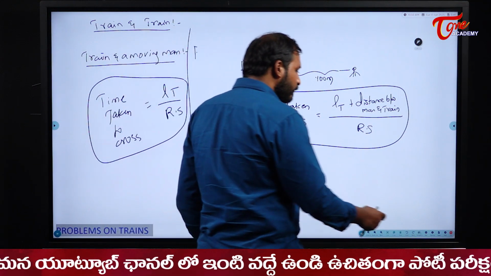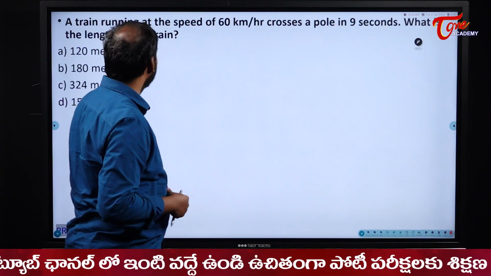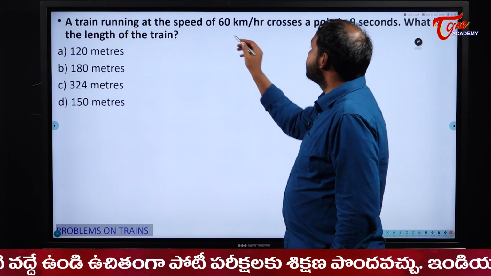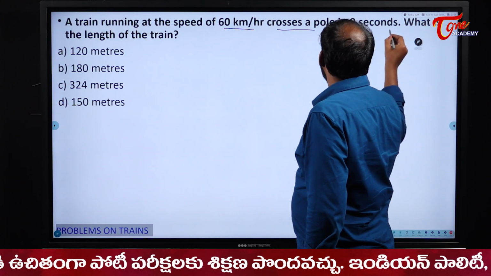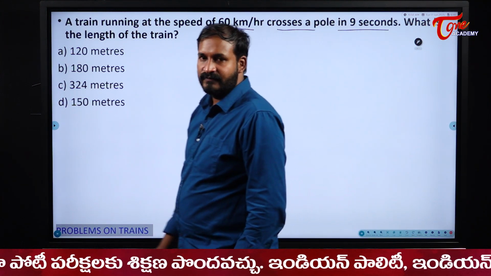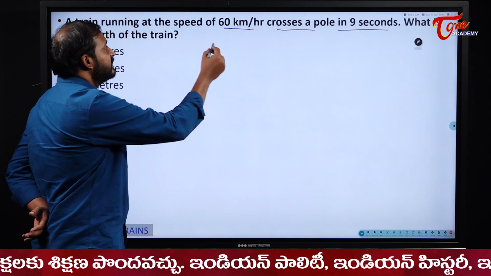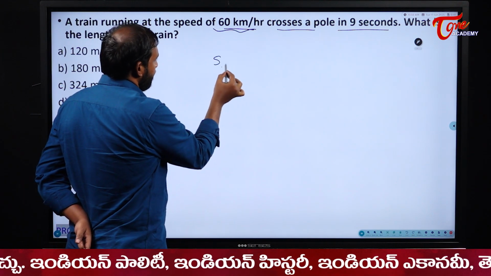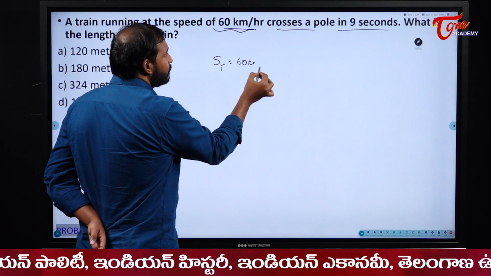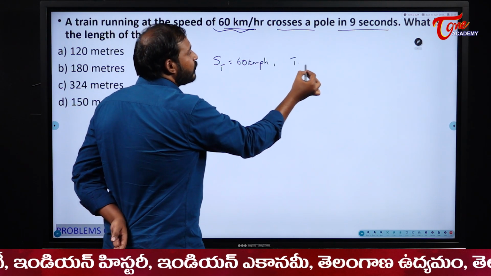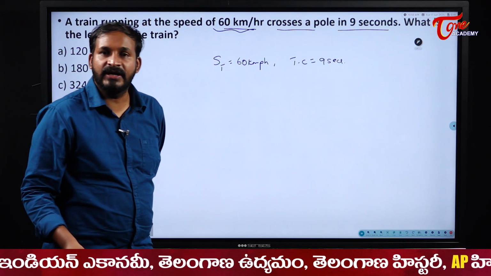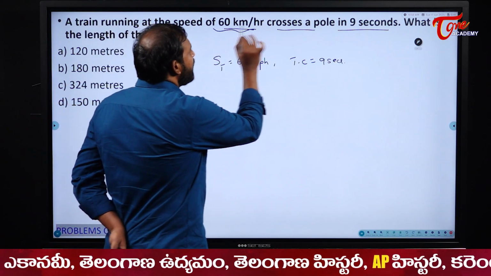Now we will solve the problem. Now see here, a train running at the speed of 60 kmph crosses a pole in 9 seconds. What is the length of the train? Okay, now see here students, the speed of the train is what? 60 kmph. What is the time taken to cross here? 9 seconds. We know what the formula for time taken to cross in the case of a man and a pole is.